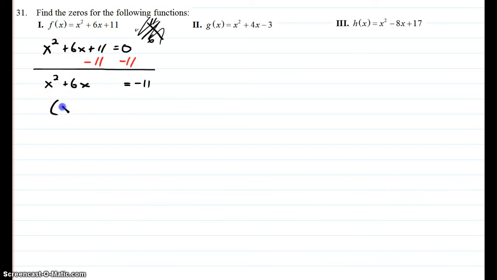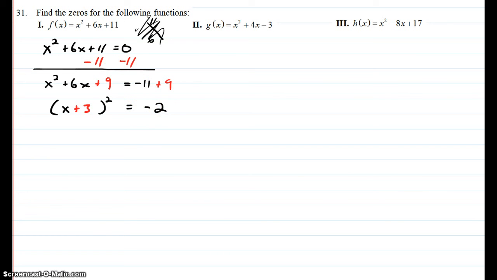And so I like to start the next step, x squared. Alright, so take half of 6. It's going to go here. 3 squared is going to go here. And so we have to do it to both sides. And so now this perfect square trinomial would factor to x plus 3 quantity squared. And so we have negative 11 plus 9 gives us negative 2.